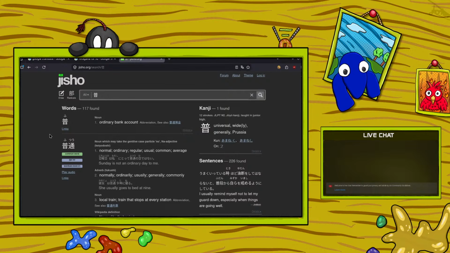So it's indeed the kanji that I'm looking for, the stupid one. It's the ordinary bank account. Well, but it's ordinary, so it's a bu. It's a fu. But that doesn't look at all like the letter that I'm looking for. Jesus.